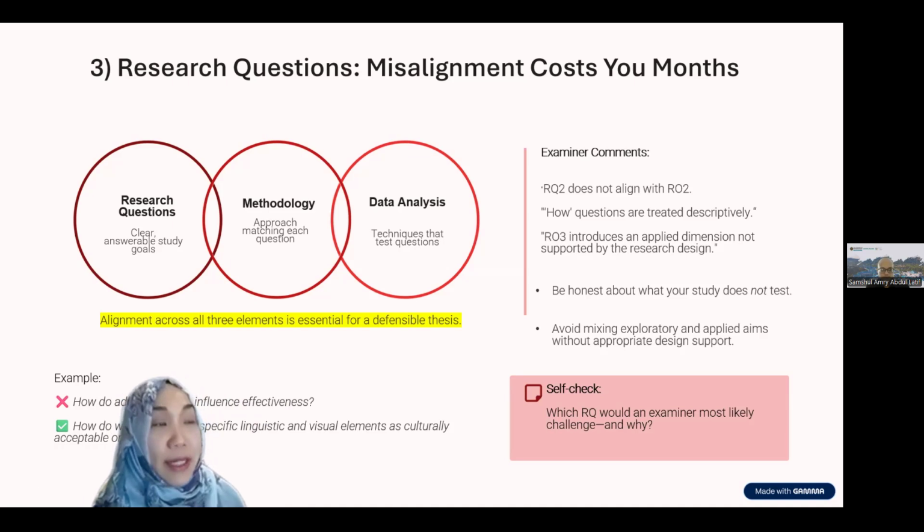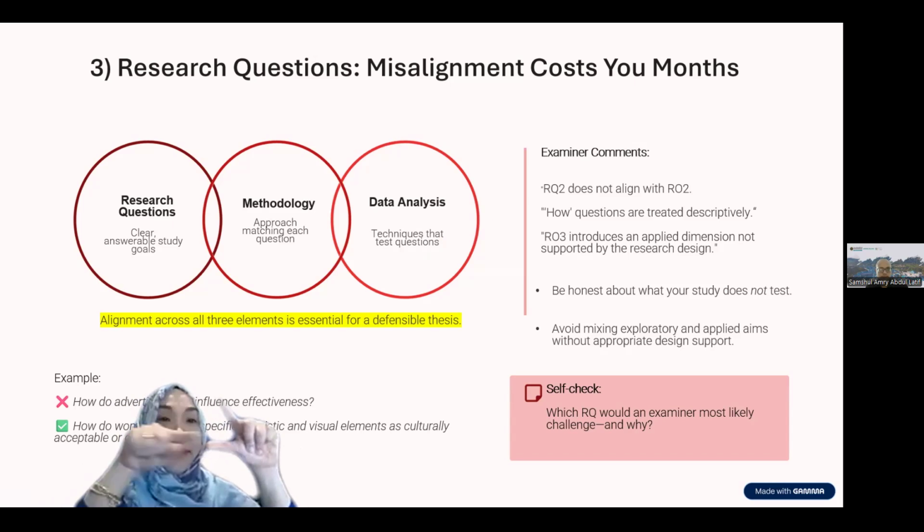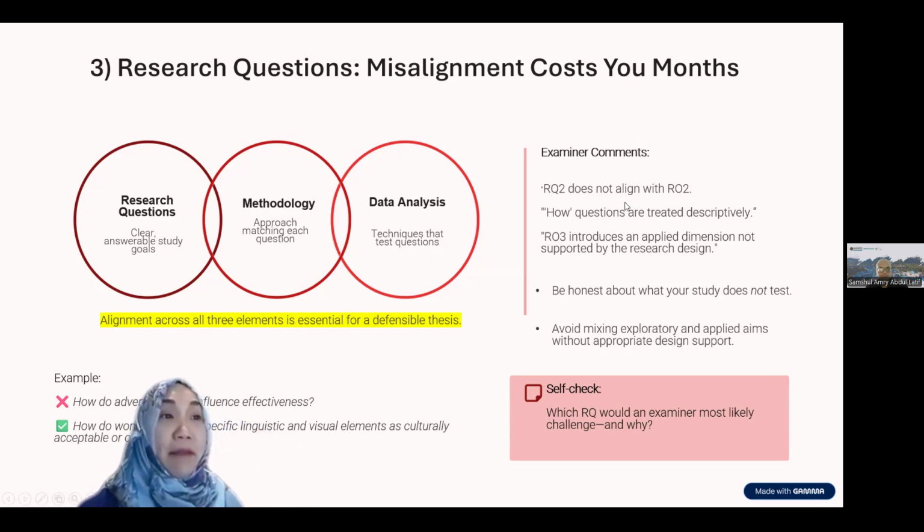Your research questions should be clear, answerable study goals, supported by the methodology, matched to each research question, and your data analysis techniques to test those research questions, and the instrument to support the research question, should all be in that triangle. I'm not talking about triangulation. They support one another. So what examiners usually comment is that the RQs do not align with the ROs. You've got research objectives and research questions, right? They're not aligned. This is too late to be noticed after examination. So hopefully we do not see this anymore. It would be sad. And this would really need you to scrutinize.